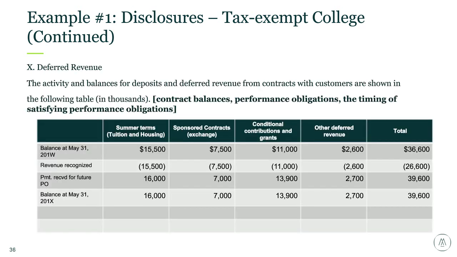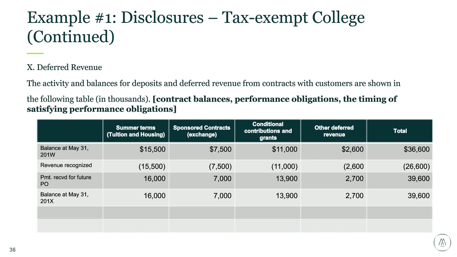As noted previously, roll forwards are not required. However, this is an example of the roll forward in which it discloses the contract balance, the performance obligation, the timing of satisfying those performance obligations, and also provides the ending balances of each as of fiscal year end. And now I will pass it over to Danielle to walk through another example.